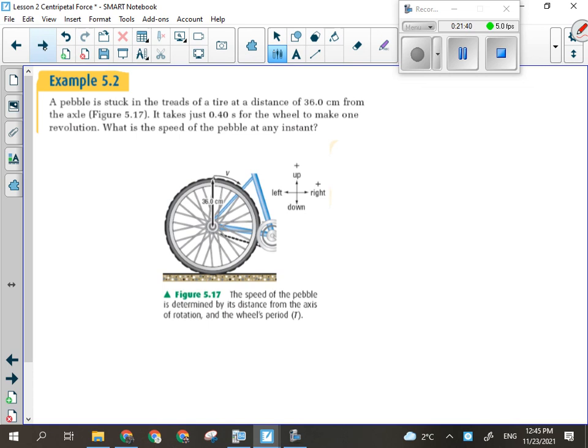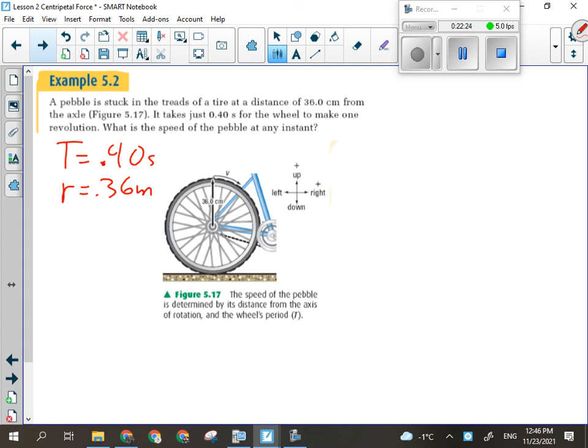We've got a pebble stuck in the treads of a tire, and it is 36 centimeters or 0.36 meters from the center of the hub. So what did they just give us? Radius, right. It takes just 0.4 seconds for the wheel to make one revolution. What is the speed of the pebble at any instant? I was given period, 0.40 seconds, because they told us how long it takes to make one circle, and they told me the radius, 0.36 meters. Can I find the speed?